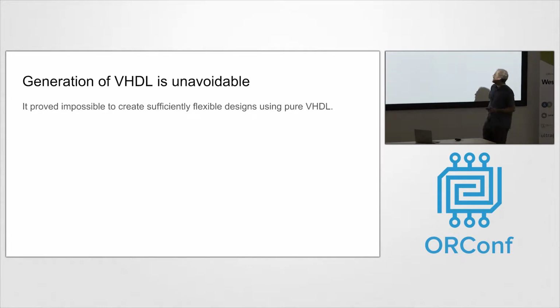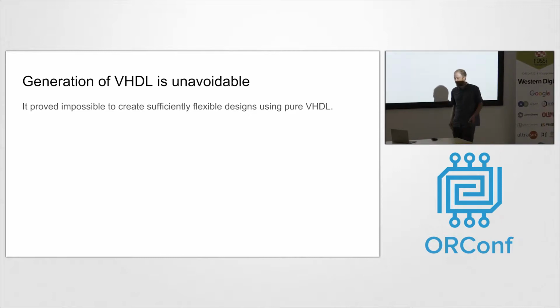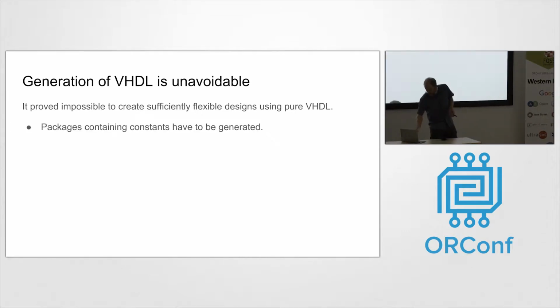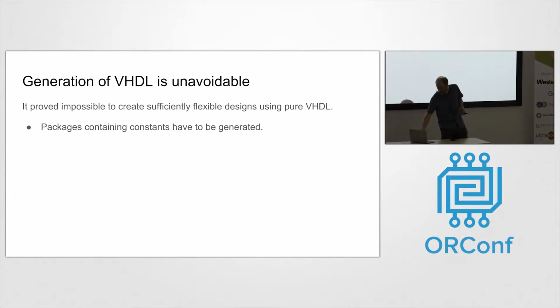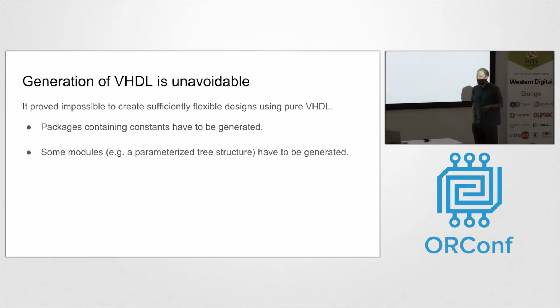So there's no way, if you want to use all the nice types in VHDL and you want your types to be parameterizable, you end up having to generate code, even if you're just generating some code that defines constants. The basic level was having to generate packages defining constants for things like message widths. Then for some things, even if you just want a parameterized tree structure, I haven't found any way to do that just in VHDL without generating code.